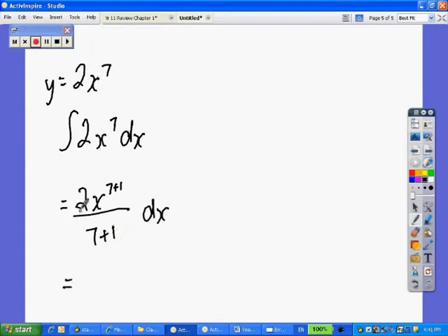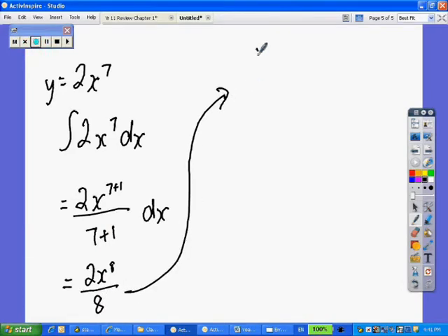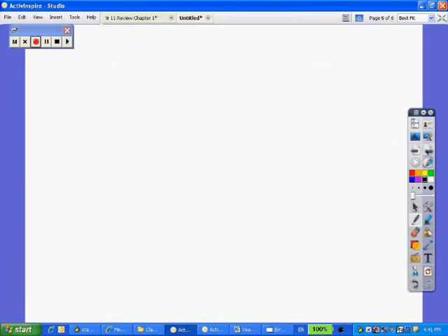dx, which gives me 2x to the power of 8 over 8, which simplified gives me 1/4 x to the power of 8. Don't forget the c. So answering my original question, the integral of 2x to the power 7 is 1/4 x to the power 8 plus c. Okay? All right, next worked example.